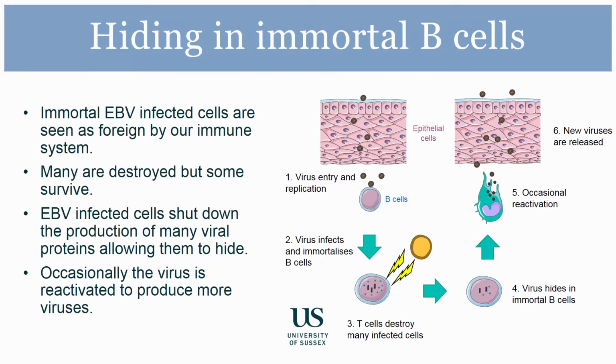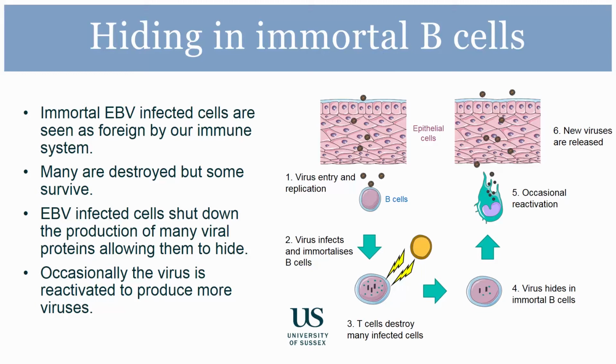So why is that? Well, that's because we have a very good immune system. And these immortal EBV-infected cells are seen as foreign by our immune system. And most of them are destroyed. So this is the life cycle of Epstein-Barr virus. The virus enters through saliva. These are these epithelial cells in this region at the top of the throat that become infected, produce more virus particles. They then enter these white blood cells that are traveling through this tissue.